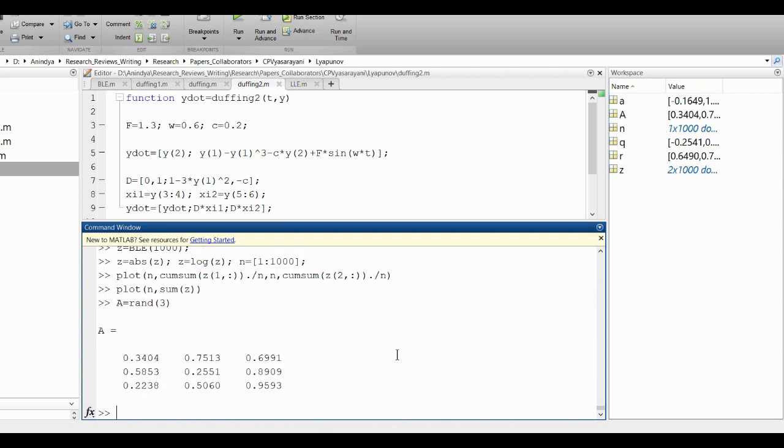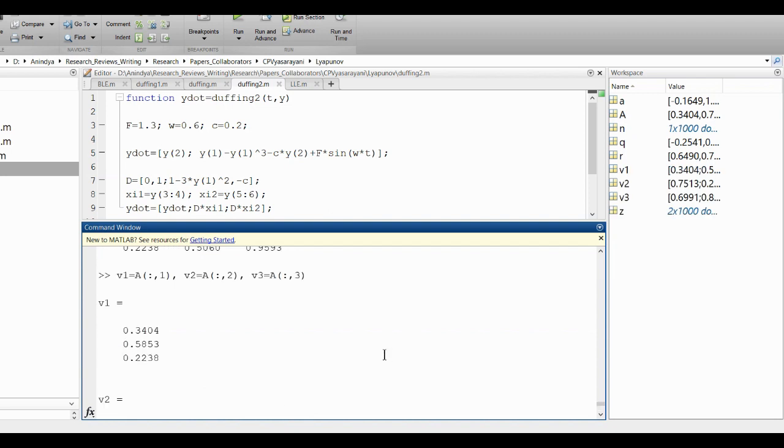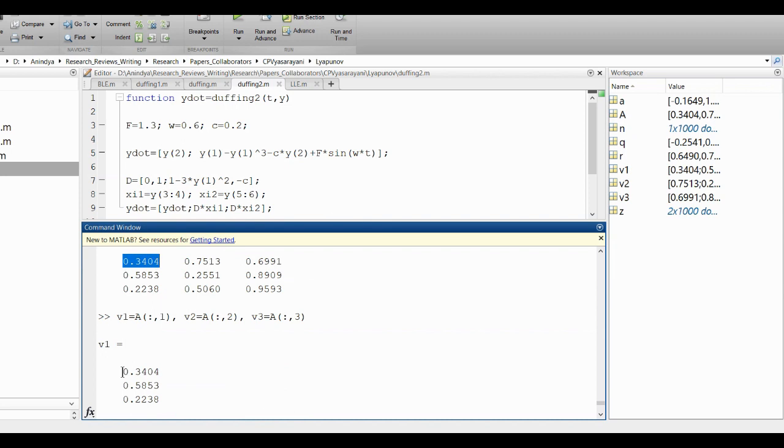Then let me say V1 is equal to A first column, V2 is equal to A second column, and V3 is equal to A third column. Okay, so these are the 3 columns. You can see that they are matching. So here you see this 0.3404, this 5853 is here. Similarly, 7513, 2551, they are here, and so on.